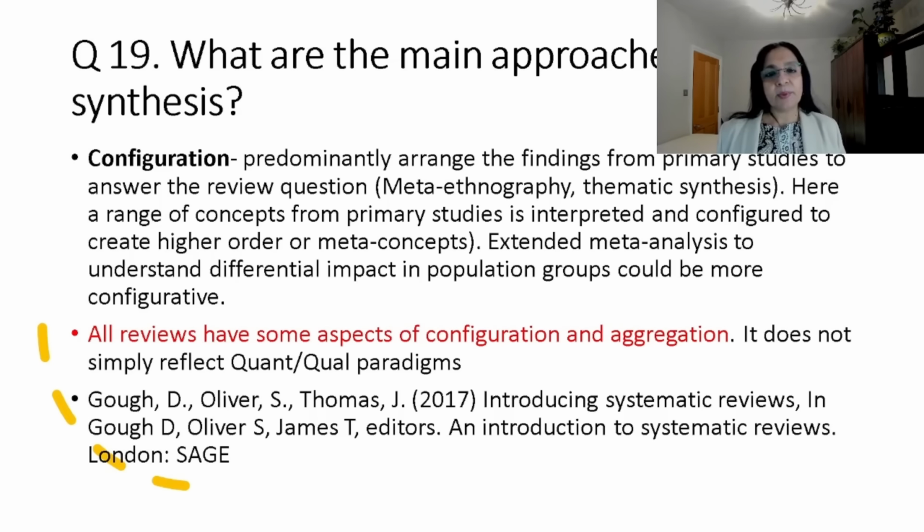So the next approach is configuration. So what is configuration? Configuration predominantly arranges the findings from primary studies to answer the review question. So the examples are meta-ethnography and thematic synthesis. So here a range of concepts from primary studies is interpreted and configured to create higher order or meta concepts.